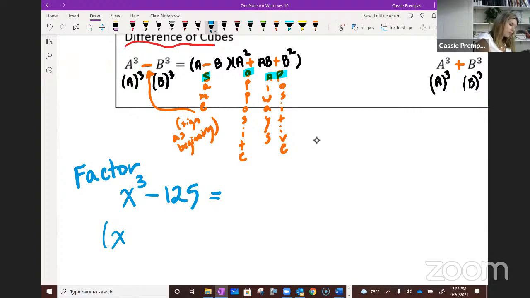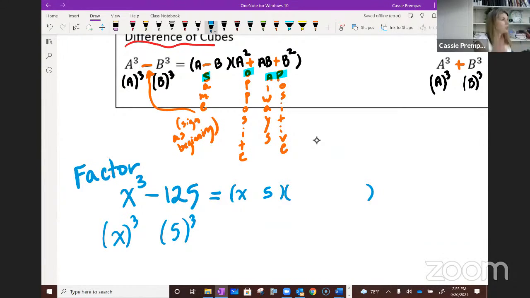He knew that this was x being cubed. He knew that this was 5 being cubed. Then I actually like to write it before I say it, because I write it in the same way that I showed you guys above. I write down A and B. So in this case, A would be x, B would be 5.